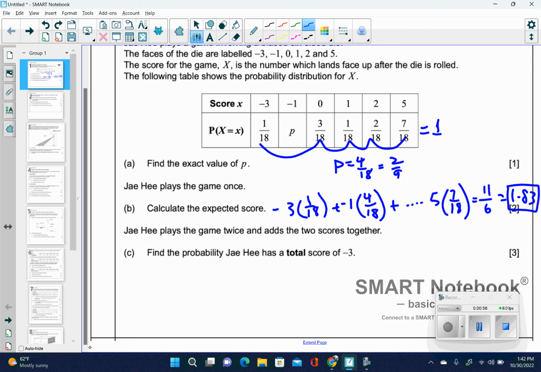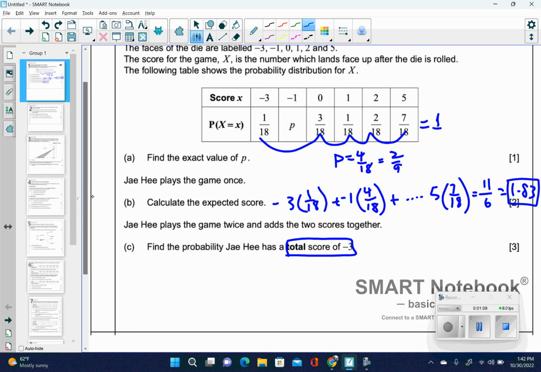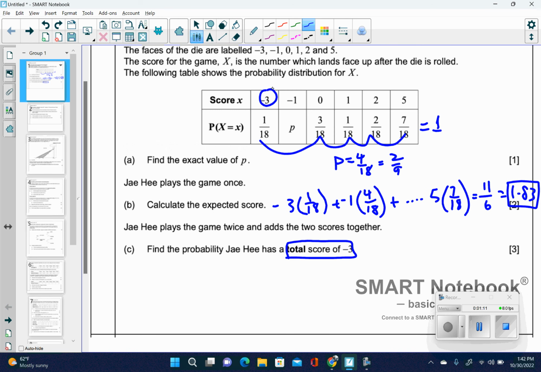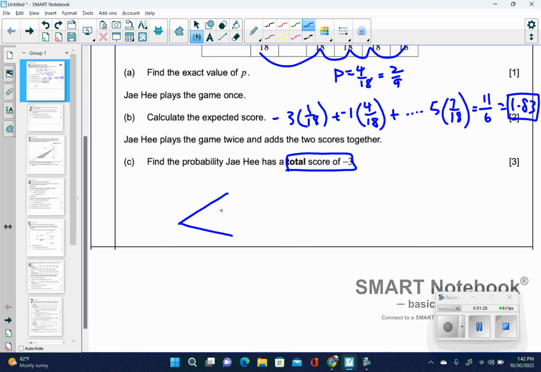Okay, so this one on the video key, I did it a different way that I'm going to show it to you right now. You pick whichever way you like better. So total score of -3. The only way to get a total score of -3 is if you have -3 and 0 and you add them, or you do 0 and -3. So you could do this in a tree diagram.